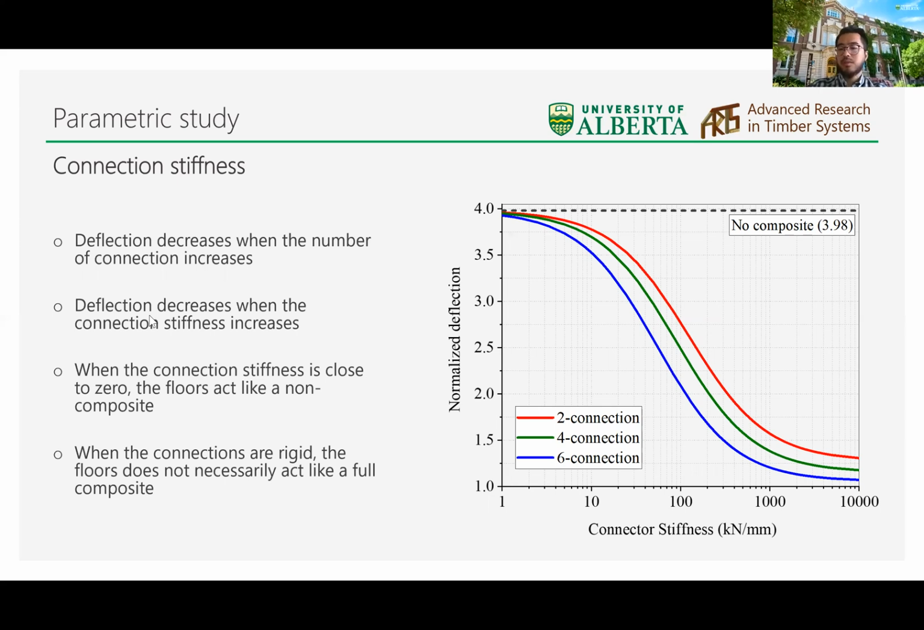This is because the connections are discrete, so the relative slip is zero at the locations of rigid connections, but at other locations where timber and concrete are not connected, the relative slip can still exist. But when enough connections are used and the connections are rigid, the composite floor can be approximated as the full composite.